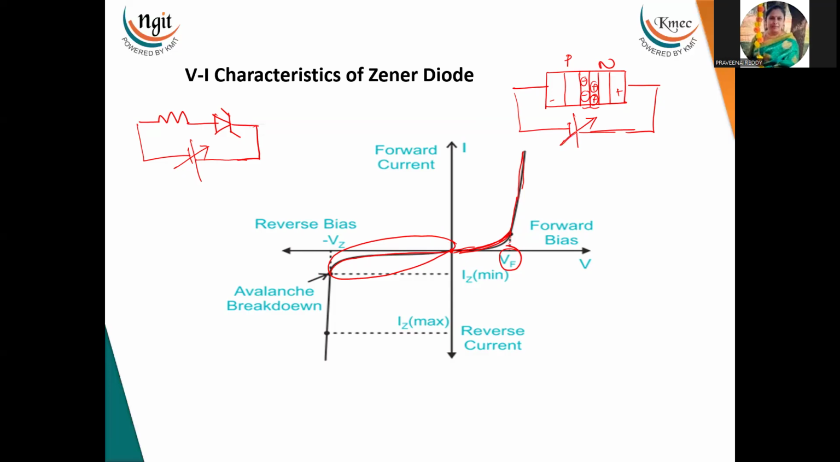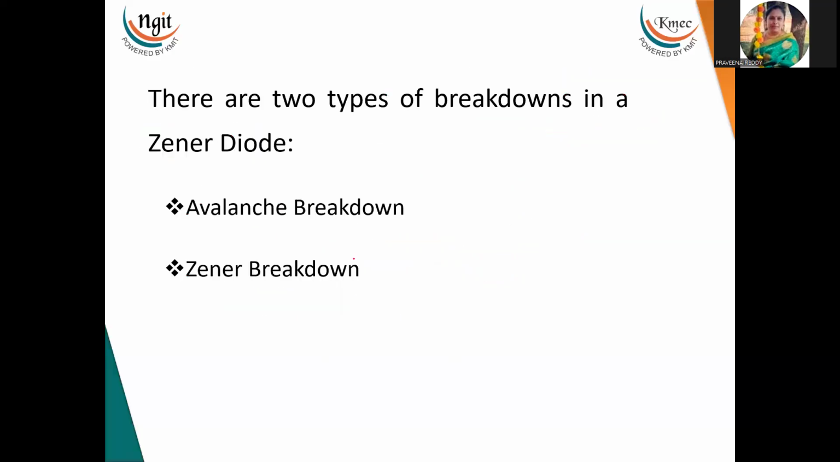As we increase the reverse bias, at one point more free charge carriers are induced in the P region and in the N region, which leads to a very high current. This is called the breakdown region. That voltage is called the breakdown voltage or Zener voltage, where the sudden current takes place. In the Zener diode, two types of breakdown are there: one is avalanche breakdown and another is Zener breakdown.